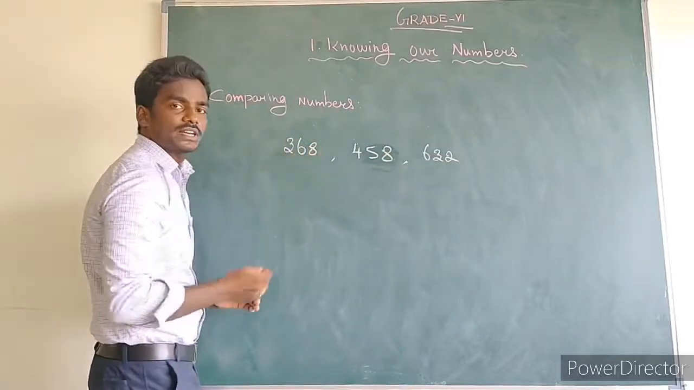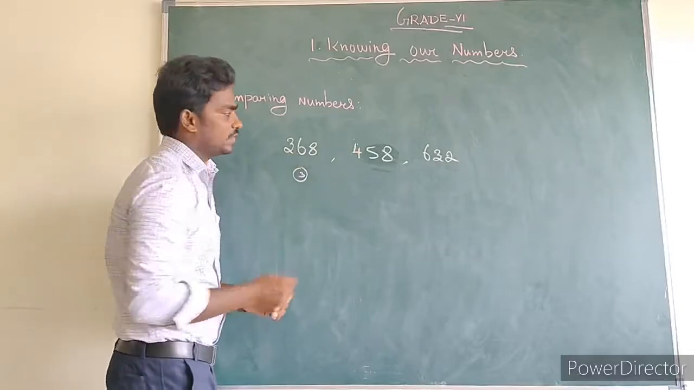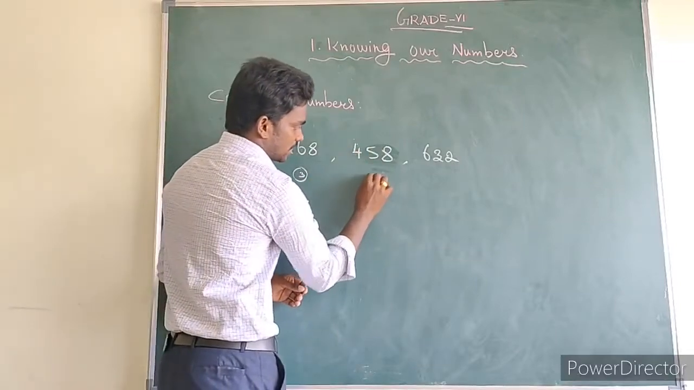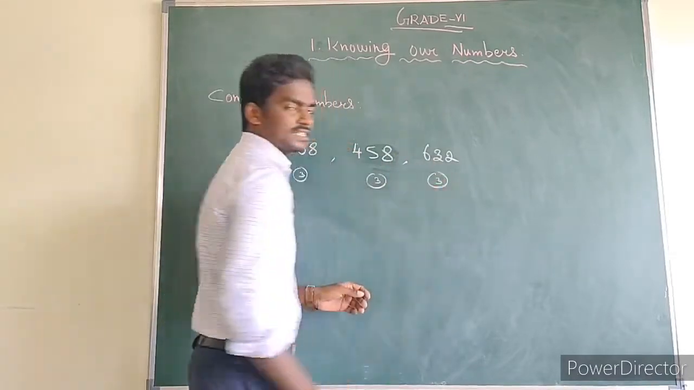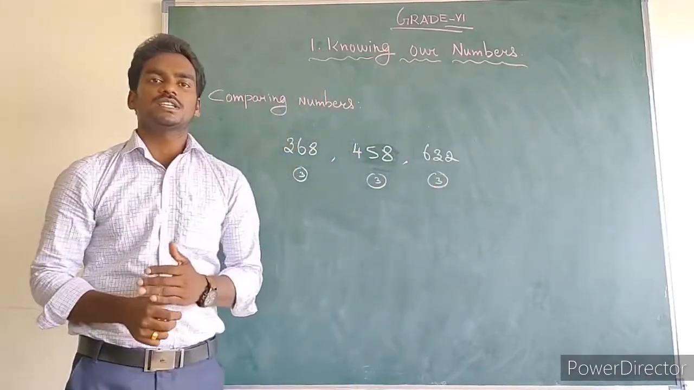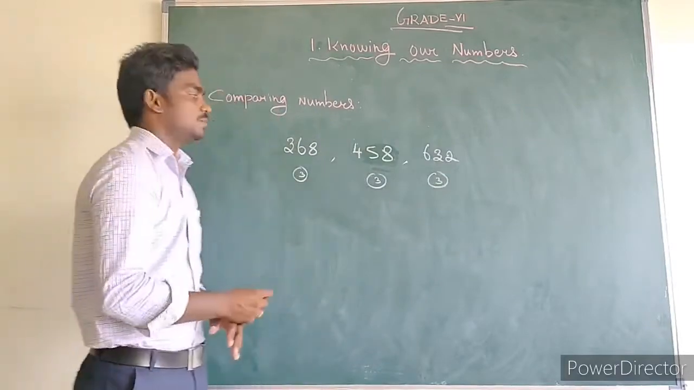The number of digits for 368 is 3, so this is a 3-digit number. What is the number of digits for the second one? This is also a 3-digit number. What about the third one? This is also a 3-digit number. So all three numbers are 3-digit numbers. How to compare which one is greater and which one is smaller among these three numbers?